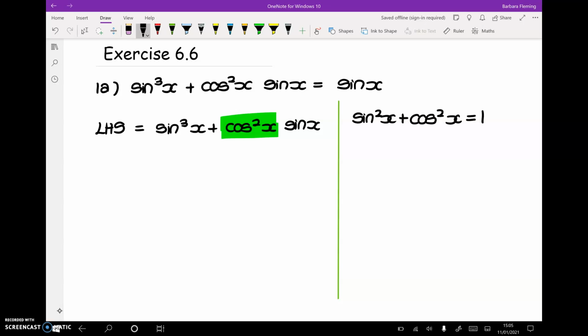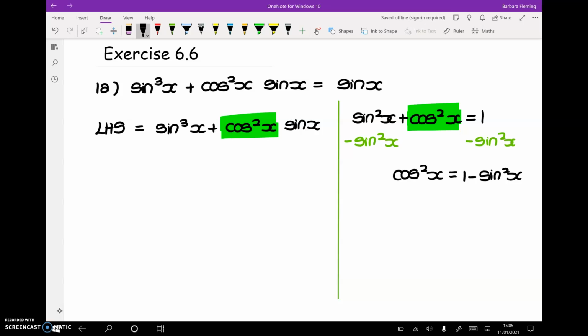So ideally I want to replace cos squared x with something. So let's make cos squared x the subject of the formula. So you want it on its own. So we get rid of sine squared x by subtracting it from both sides. And you can write out a new identity, something that's true. Cos squared x equals 1 minus sine squared x.